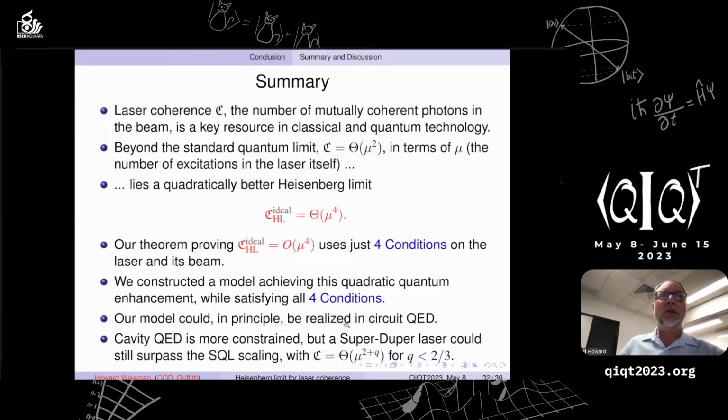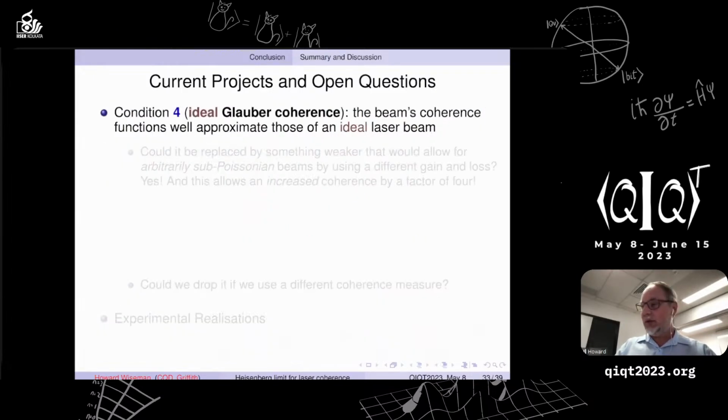Then we showed that it could, in principle, be realized in circuit QED, and then, as I've been talking about most recently, in cavity QED, if you want to go to optical frequencies, things are more constrained, but we came up with a model for a super-duper laser that could still surpass the standard quantum limit scaling, even if not at the Heisenberg limit, by having a scaling like mu to the 2 plus q for any q less than 2/3.